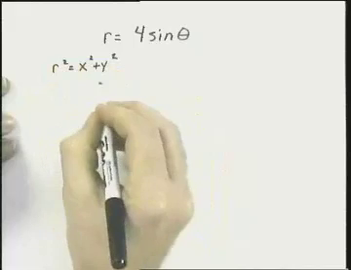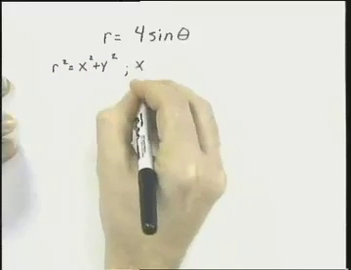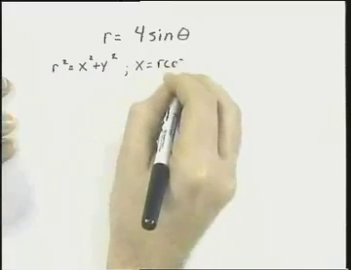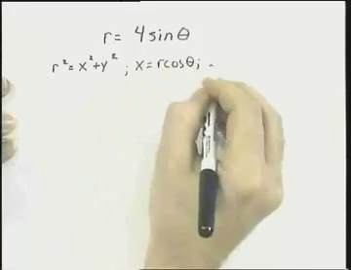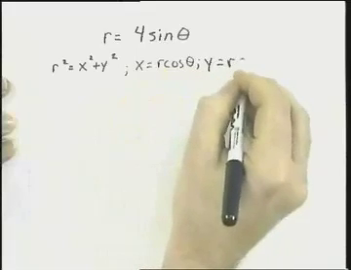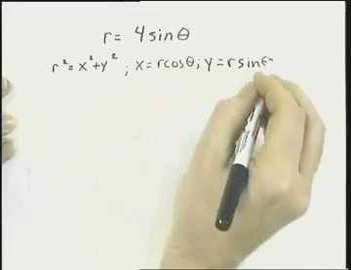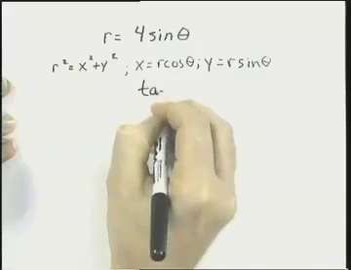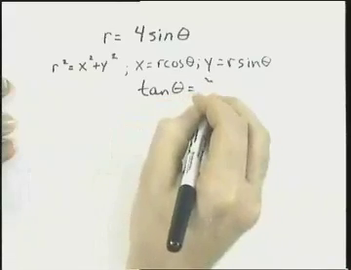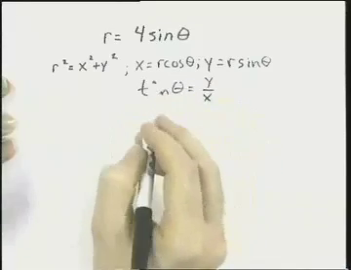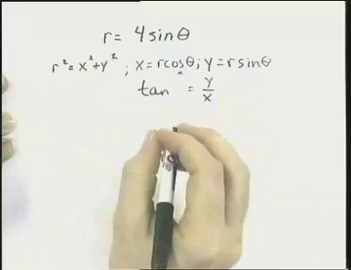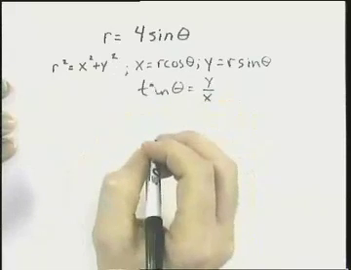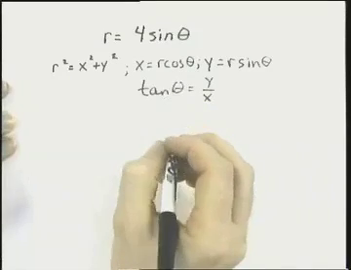Remember, r squared equals x squared plus y squared. x equals r cosine of theta. y equals r sine of theta. And finally, the tangent of theta is equal to y over x. You need to bear these four relationships in mind whenever we're dealing with polar equations.